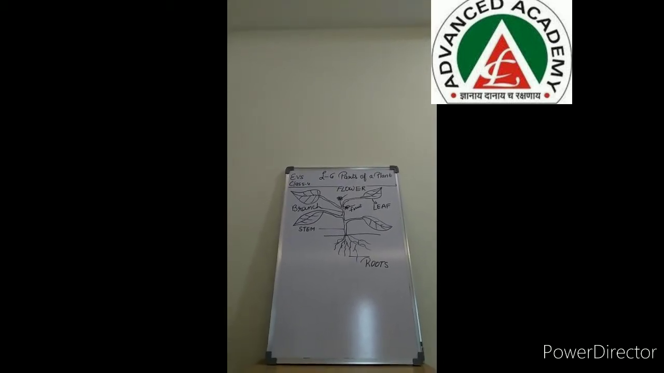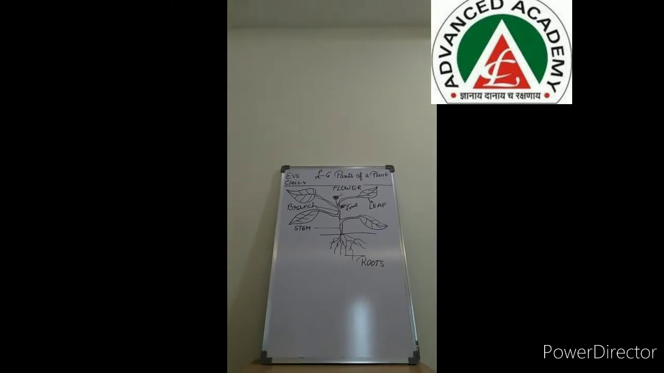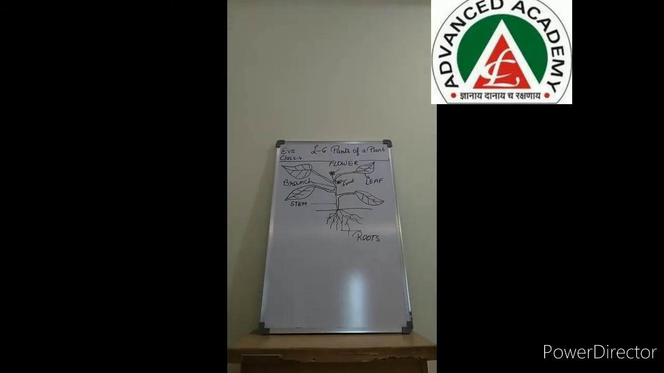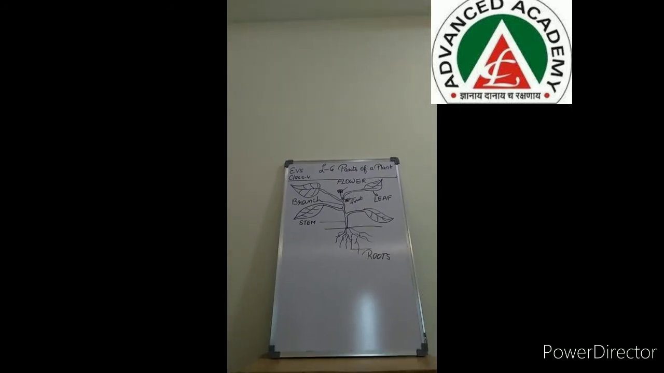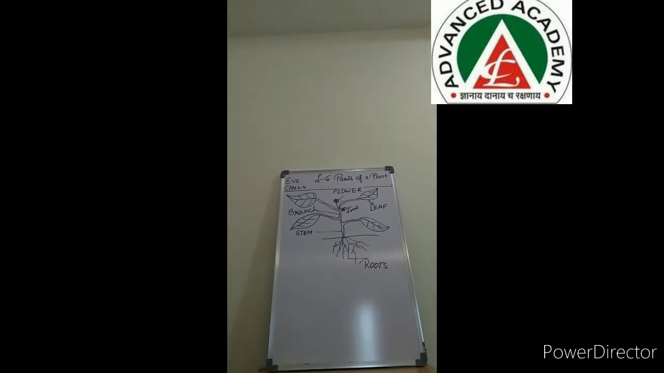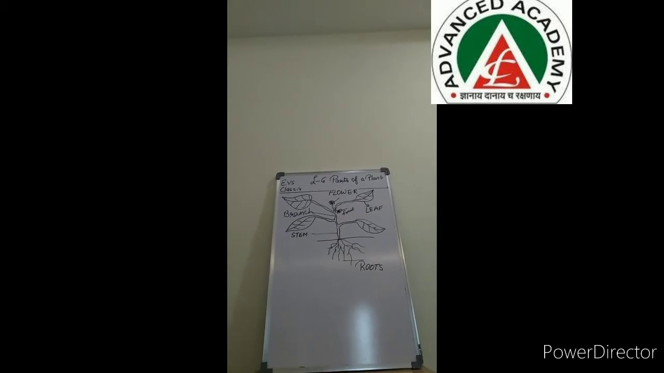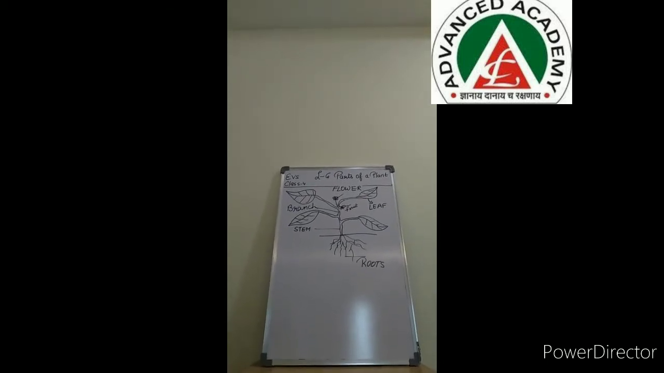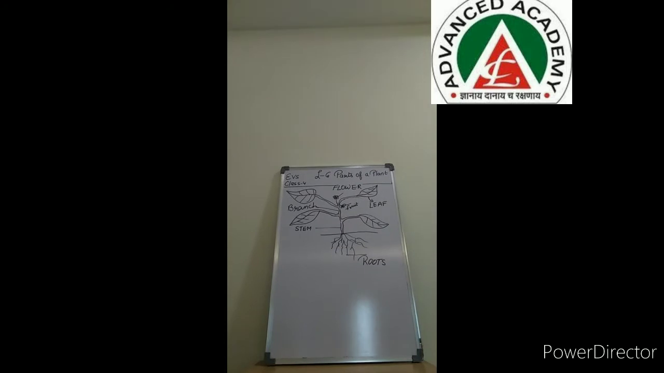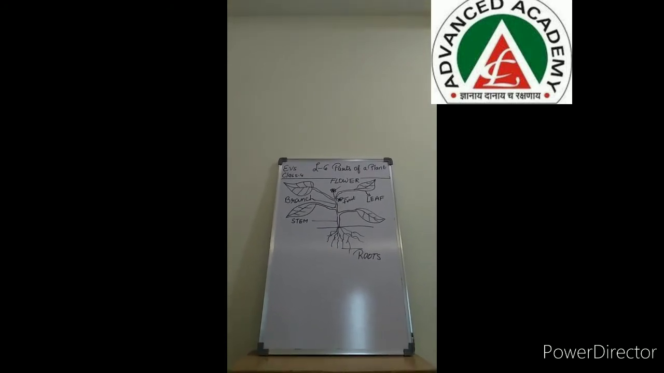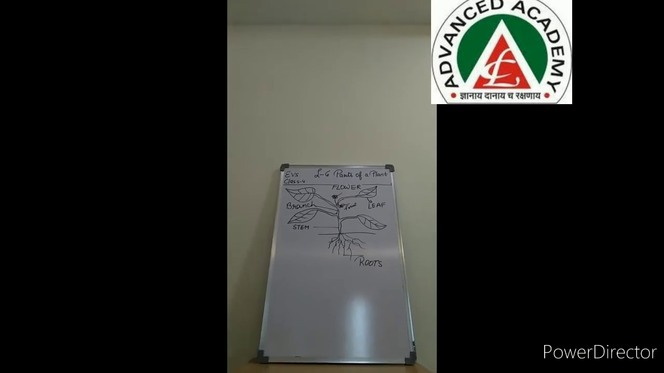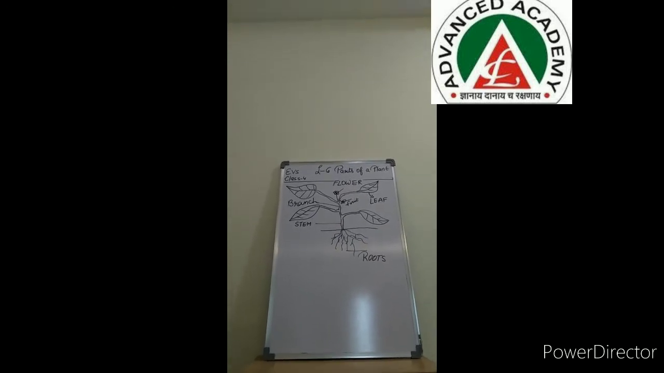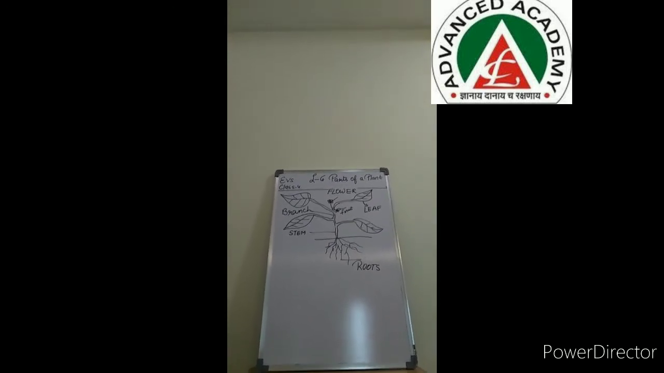Can anyone tell me? Yes, ma'am. Ma'am, we need plants to live. Plants give us food, clothing, shelter, fuel, and many other necessities for our life. Very good. So you all know why plants are important and what they are giving us. Do we get oxygen from plants? Yes, ma'am. Can you all live without oxygen? No, ma'am.